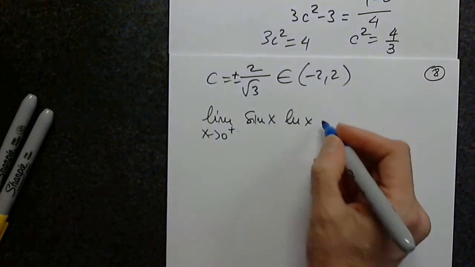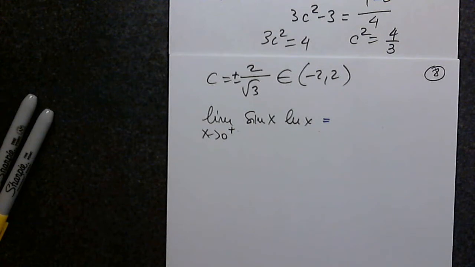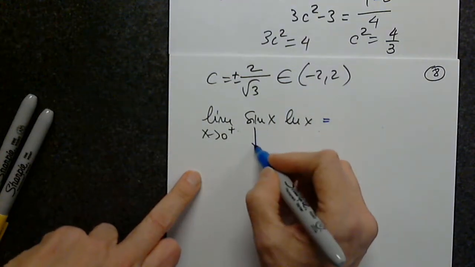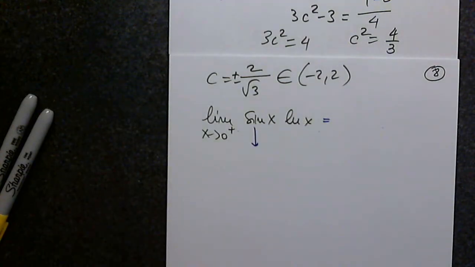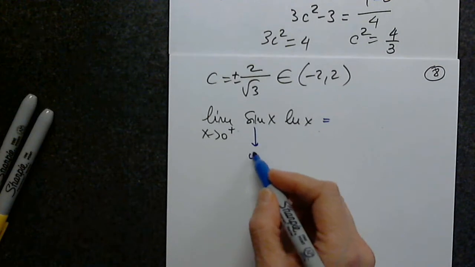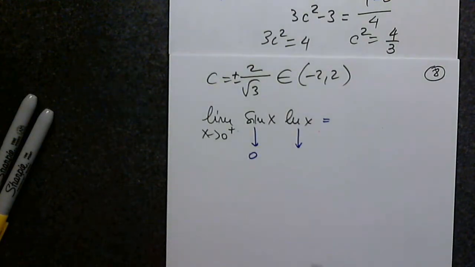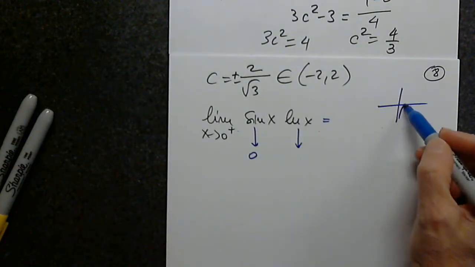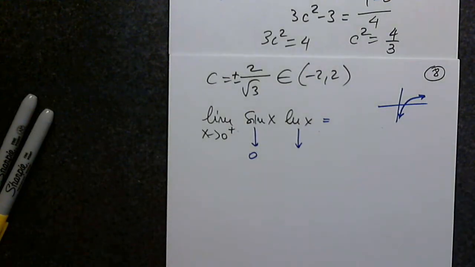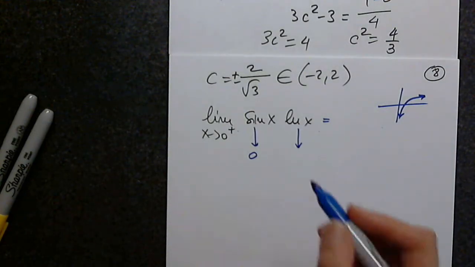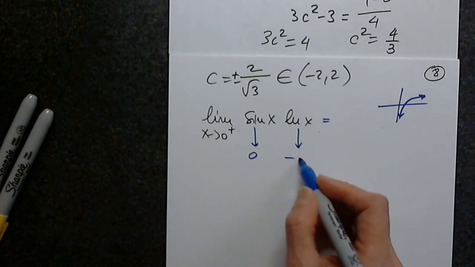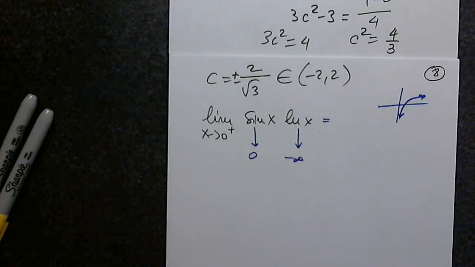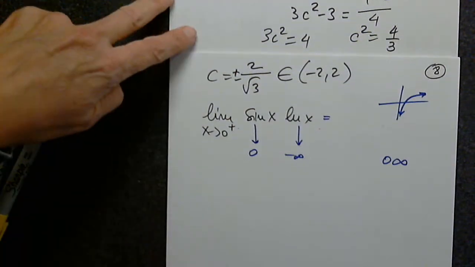Okay, so first, like always, we have to identify the indeterminate case. Maybe it's not indeterminate and I don't have to do anything, right? So sine, when x approaches 0 from the right, approaches 0. And natural log, remember the graph, always have the natural log graph in mind, as x approaches 0 from the right, goes to negative infinity. The sign is not important. We're talking about 0 times infinity. So this is an indeterminate case.